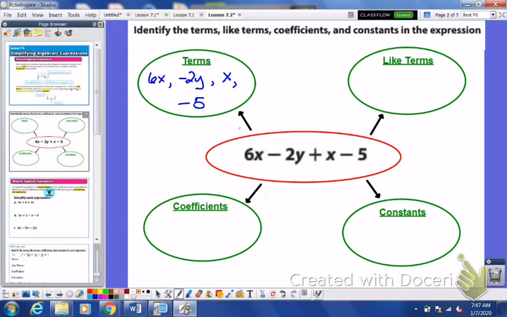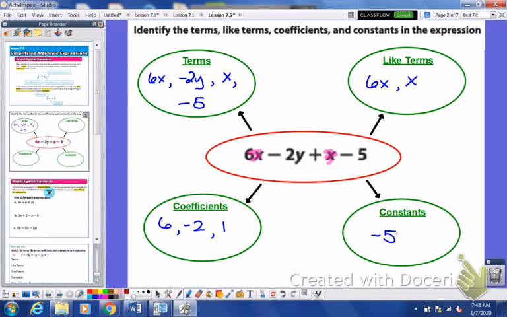Now our like terms, and those are the ones that have the same variable. So I see an x here, I see an x here. So our like terms would be 6x and x. Our coefficients, if we go back to our terms, they are the numbers with the variables. So we have 6, negative 2, and 1. Remember, if there's nothing there, it's a 1. And last up, our constant, the one without a variable, a negative 5.